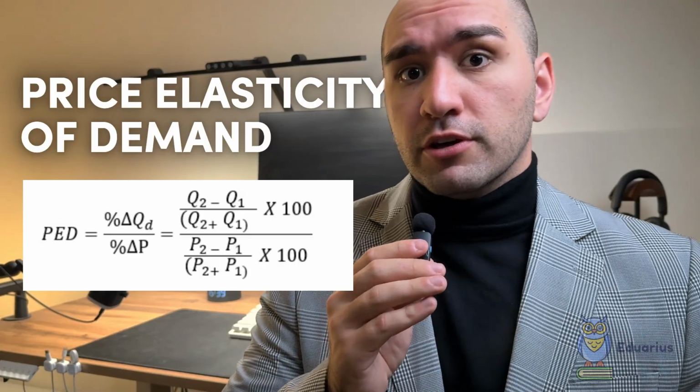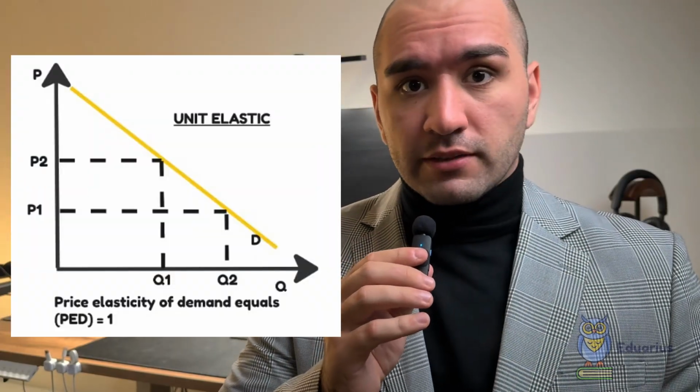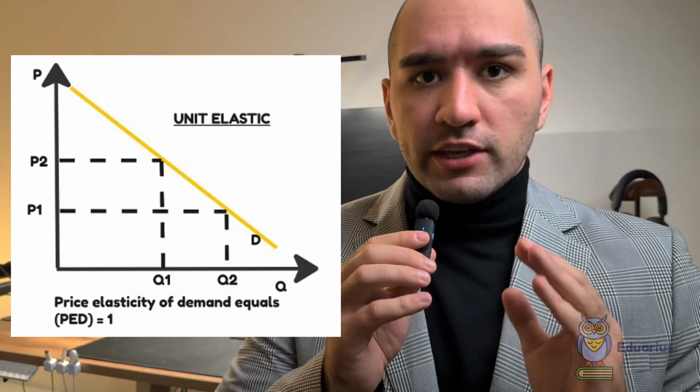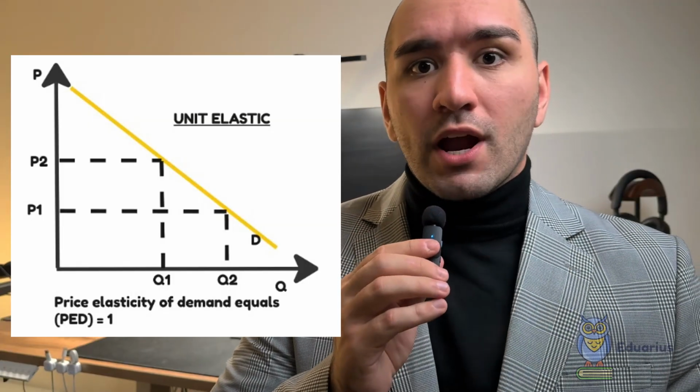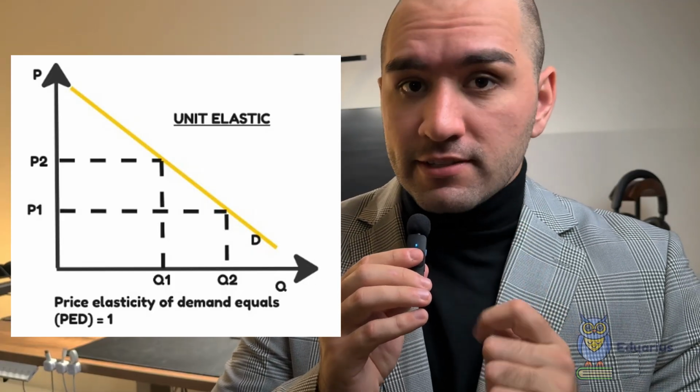Here is the formula for the price elasticity of demand. If the price elasticity of demand equals 1, we call it unit elastic. We see it on the first graph, where there is the same change of price and quantity demanded.